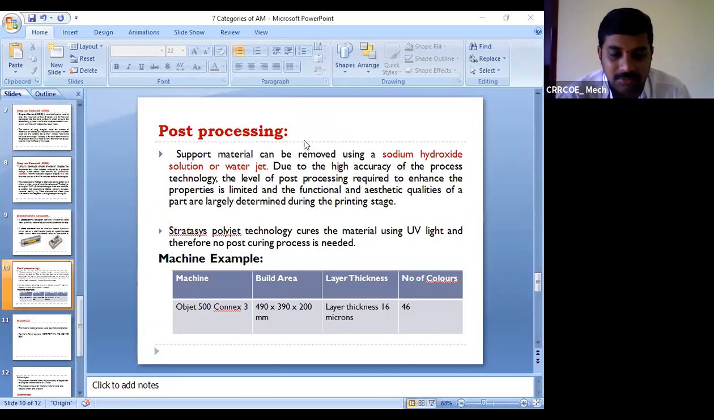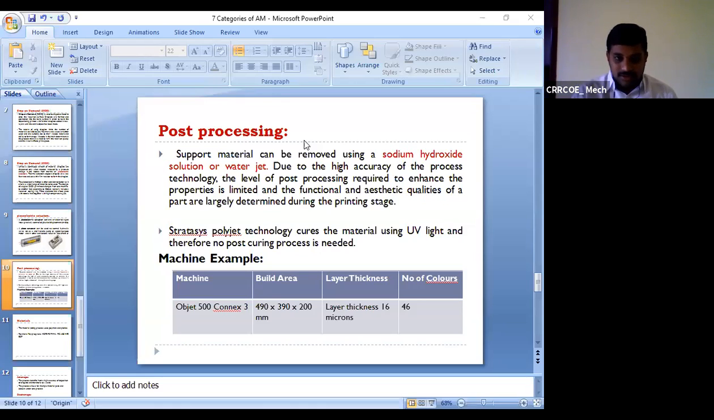We have to remove the supporting materials, besides the unfused materials. The name may be different, but unfused materials are the unused materials, which are not considered. That can be removed using sodium hydroxide solution.